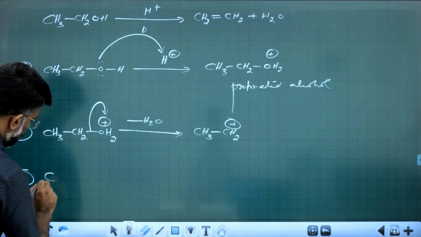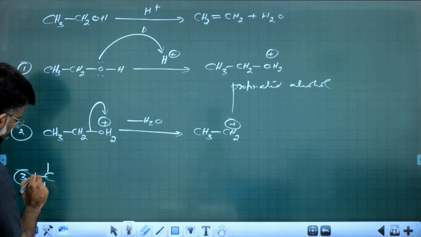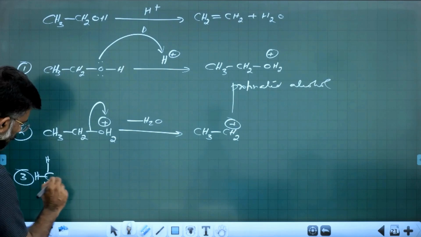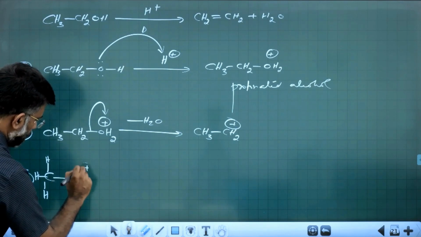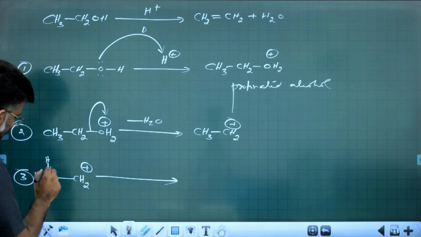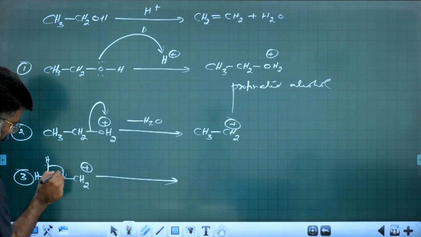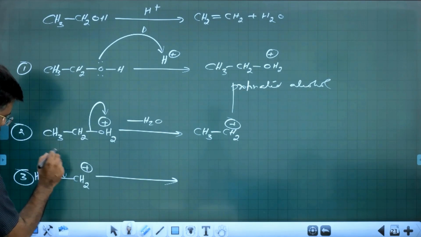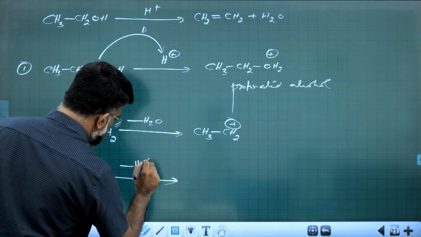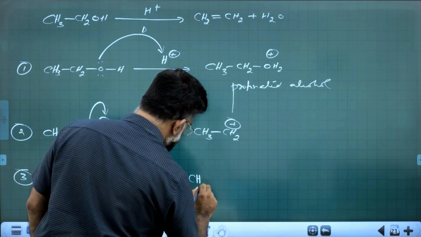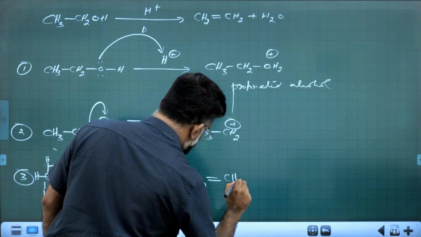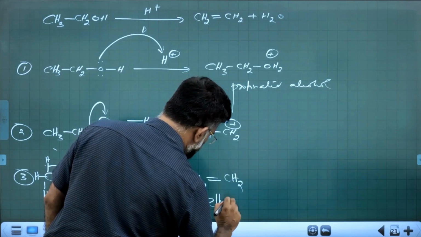What is deprotonation? You can see the carbocation undergoes deprotonation. This hydrogen, this bond will break and the electrons shift to the carbon-carbon bond, and this H is out as H plus, and you get CH2=CH2, that is ethene.